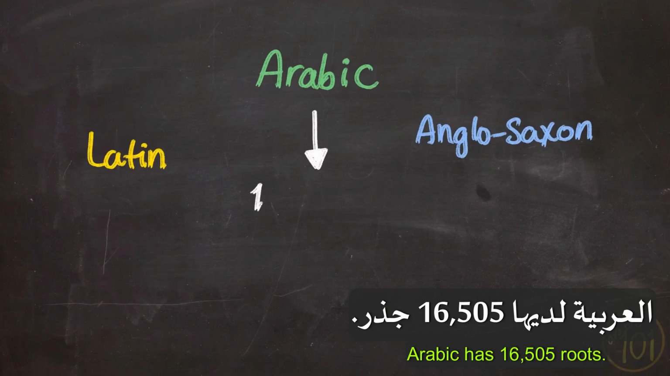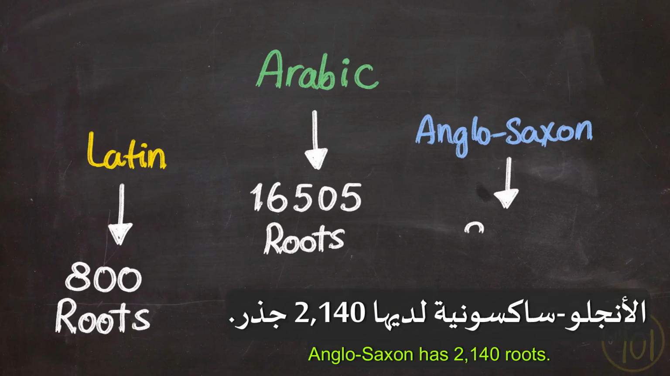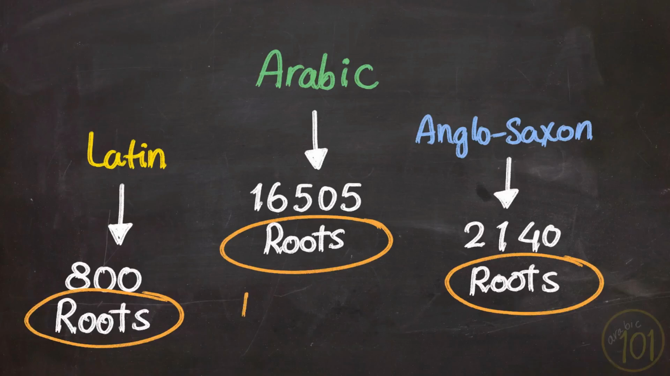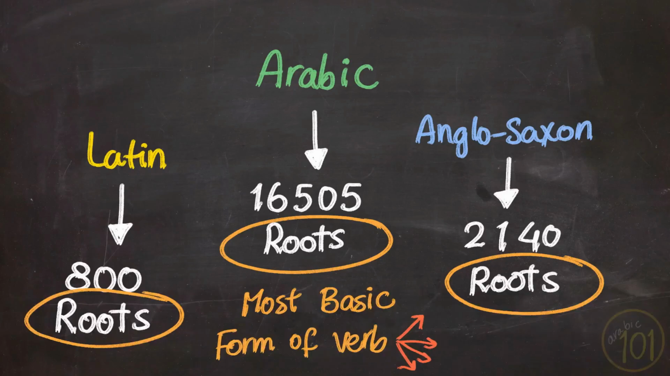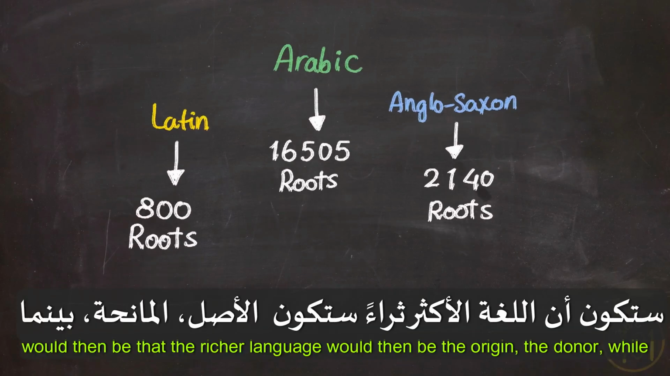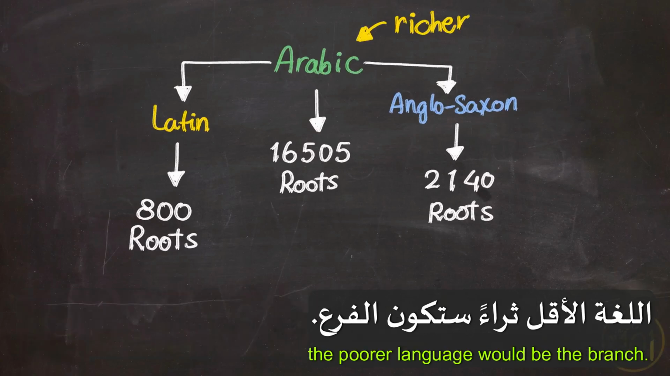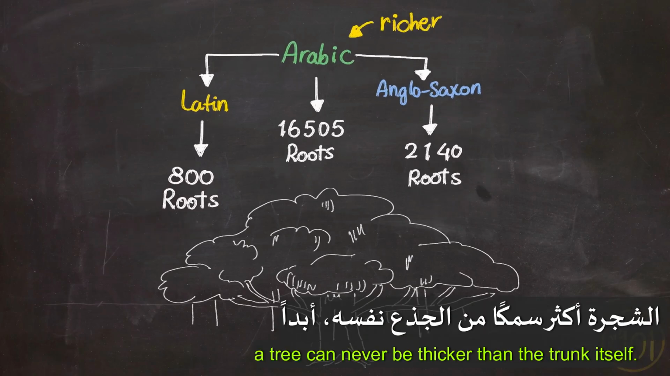Arabic has 16,505 roots. Latin has 800 roots. Anglo-Saxon has 2,140 roots. And in case you didn't know what a root is, it is the simplest form of a verb from which other words can be derived. And so, the straightforward answer would then be that the richer language would then be the origin, the donor, while the poorer language would be the branch. That's why the branch of a tree can never be thicker than the trunk itself.